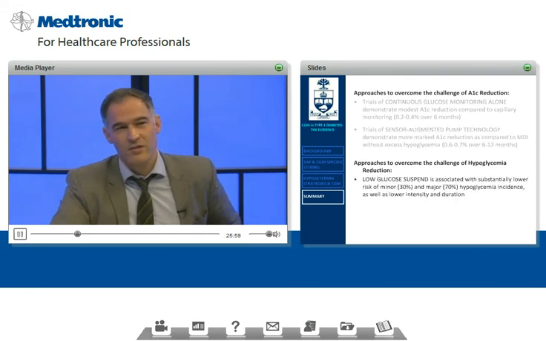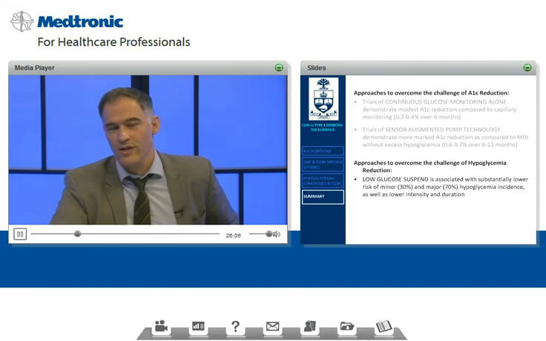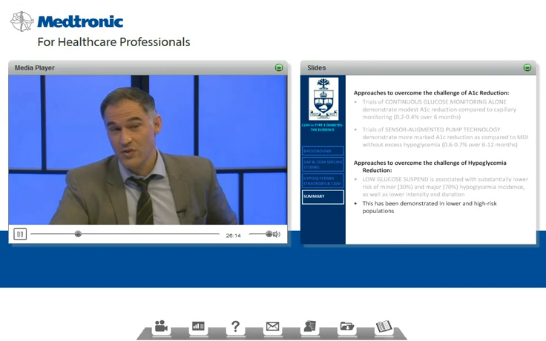And then for hypoglycemia reduction, the low glucose suspend is associated with substantially lower risk of minor hypoglycemia and major hypoglycemia incidence, as well as lower intensity and duration of hypoglycemia. And that comes from these two studies this year, the ASPIRE study and the LGS study from Australia. And this has been demonstrated because of those two studies in lower risk and really, really high risk hypoglycemia populations. So that is the evidence.